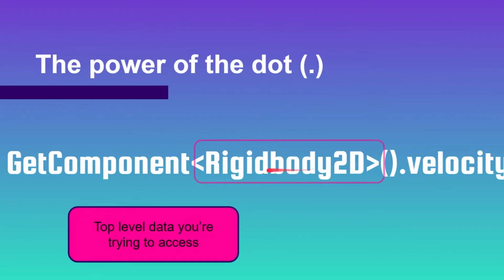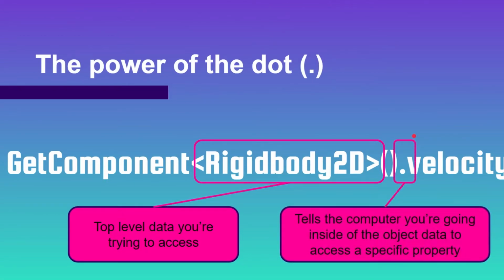Breaking it down again, whenever you're getting a component, the component you're getting is that top level data you're trying to access. From there, we have a dot. What this dot means is, think of it like you're jumping into a pool. This Rigidbody 2D is a big pool, and we're jumping into that pool and getting the velocity from there. So inside Rigidbody 2D is velocity. We're getting that, and we're going to change that property. That's what the dot means.